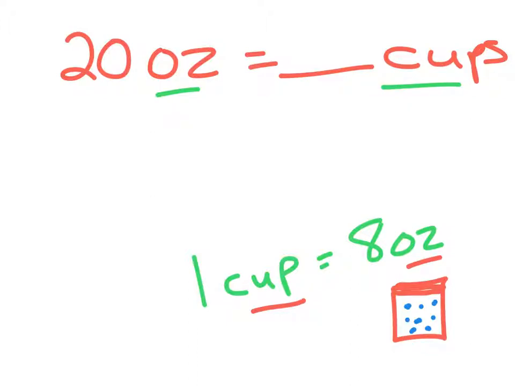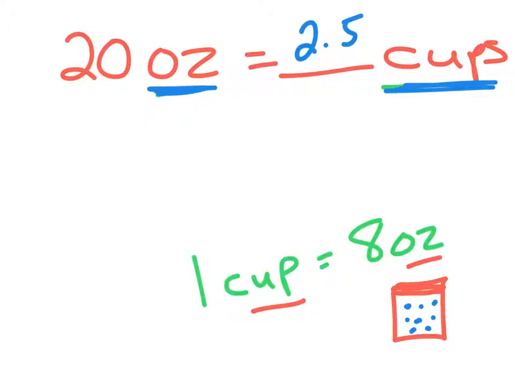But the question is asking me to convert from ounces to cups, so the smaller unit to the larger unit. And anytime we're going from the smaller unit to the larger unit, we are going to divide. If you're trying to remember that, smaller to larger means to divide. In this example, we would simply take 20 and divide it by 8, and the answer is 2.5.